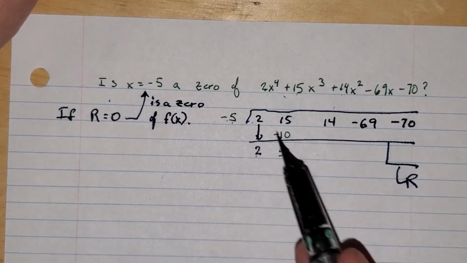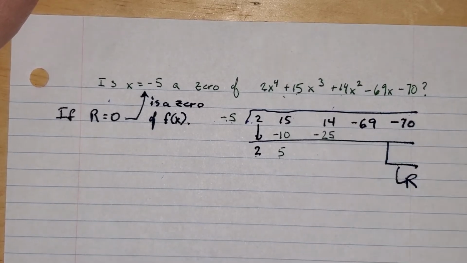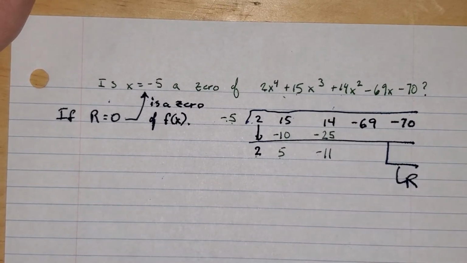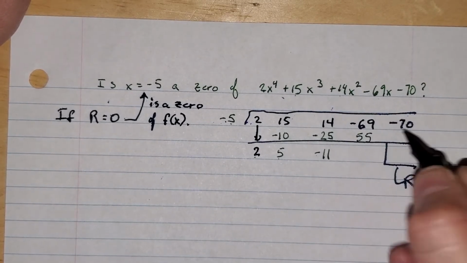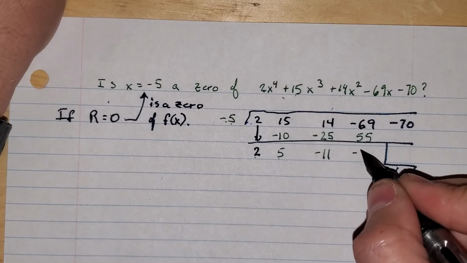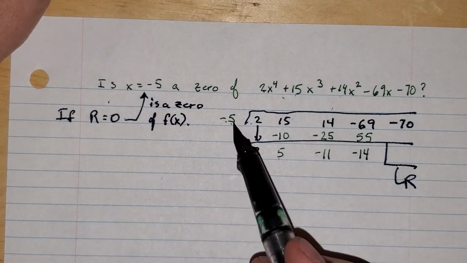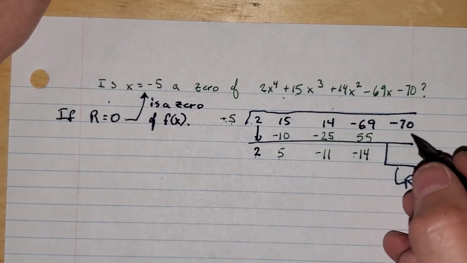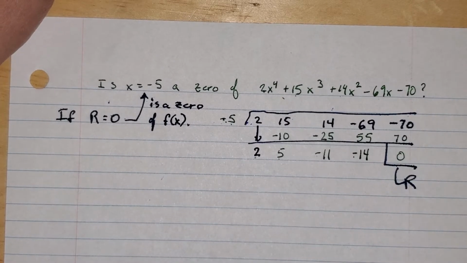-5 times 5 is -25. You're going to add these two. -25 plus 14 is going to give us -11. -5 times -11 is going to give me positive 55. Minus 69 plus 55 is going to give me -14. And as luck would have it, -5 times -14 is positive 70, and -70 plus 70 is 0.